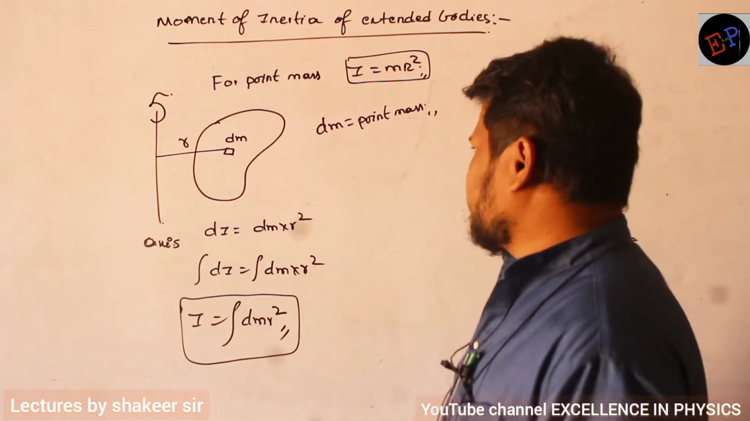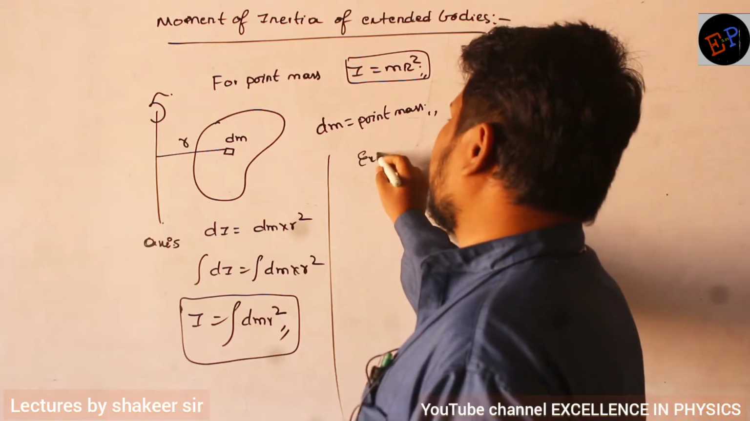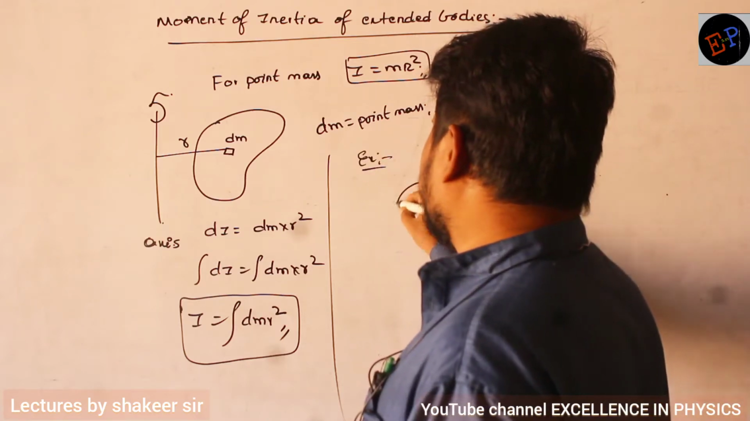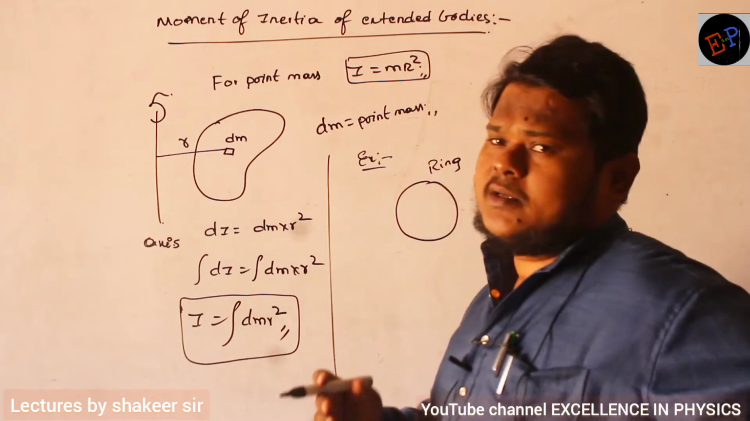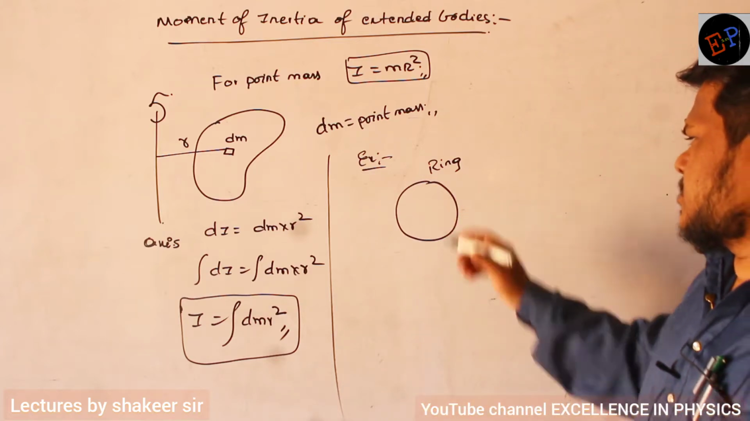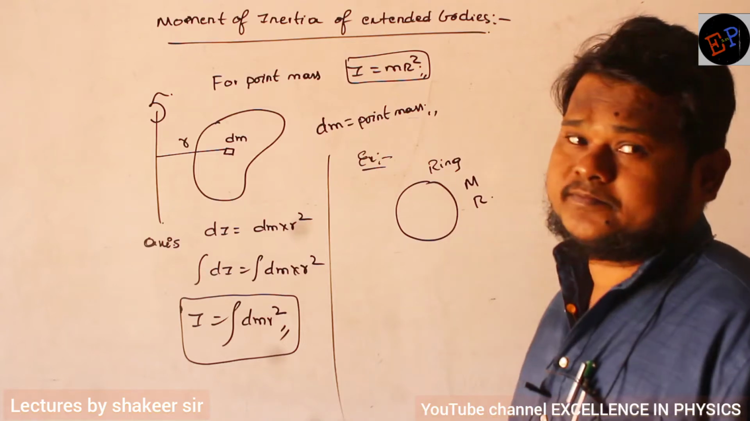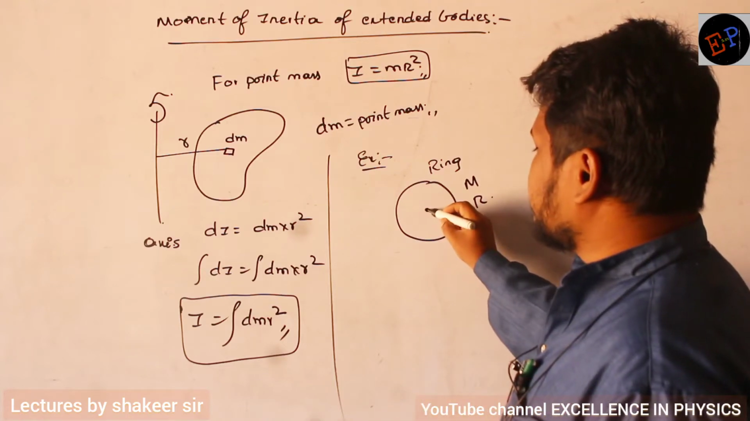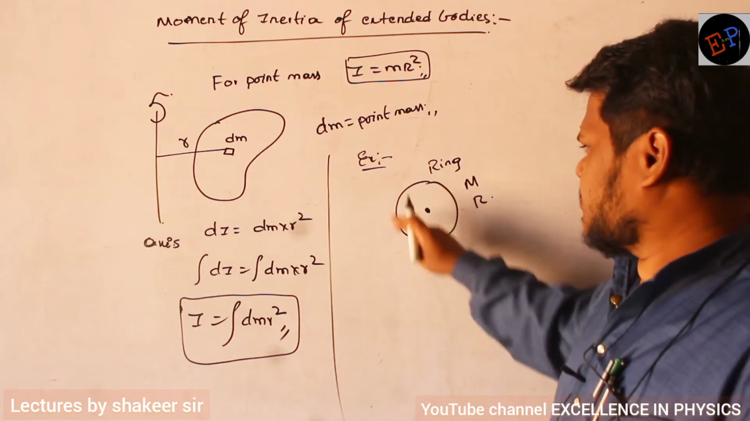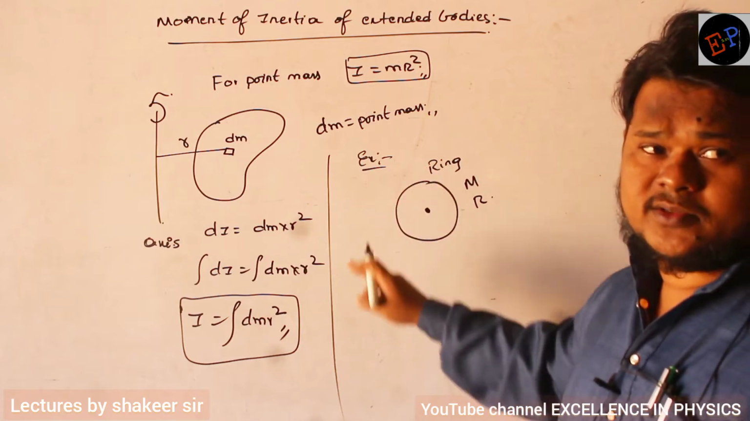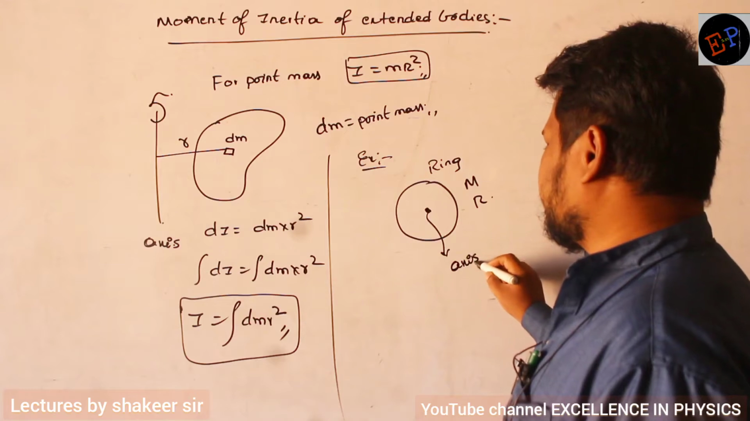Understood? Let us do a small example. See, this is a ring. We know what is meant by a ring, the ring which we wear on our fingers. Let the total mass of the ring be m and the total radius be r. And the axis of rotation is present here. This is called the central axis also. So around this axis this ring should rotate. This is called the axis of rotation.